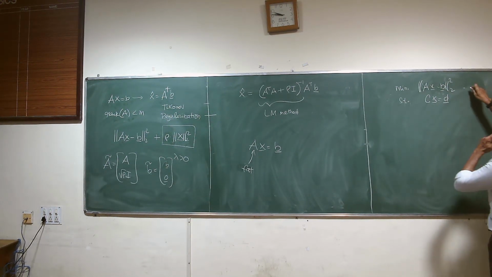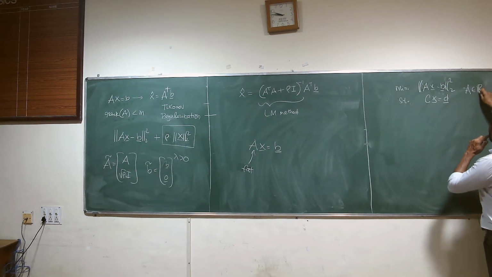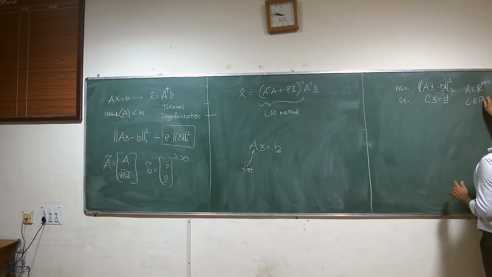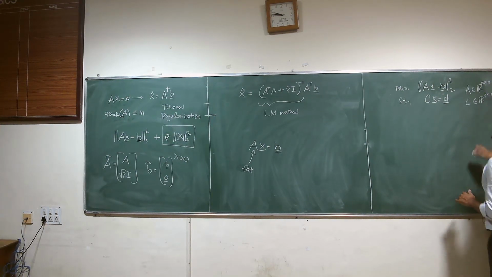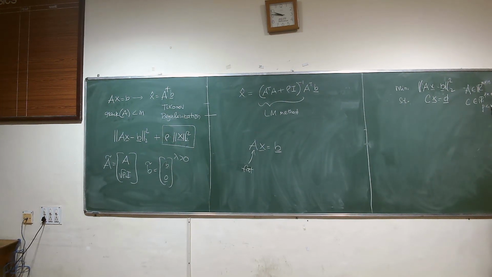A is m cross n, C is p cross n, and of course here p is less than n, otherwise it does not make sense. Because if C was n cross n and full rank, there is only one x that will solve it. The minimum possible value is the solution for Cx equals D.